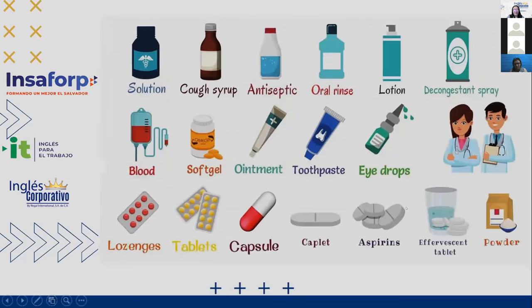Let's continue. Now we're going to talk about some medications, okay? Some solutions to the health problems. Okay, these are some of the medicines you might find. Let's start. Solution. This is usually what you use to clean. Cough syrup is what you drink when you have a cough. Antiseptic, usually used to clean as well. Oral rinse is like mouthwash.